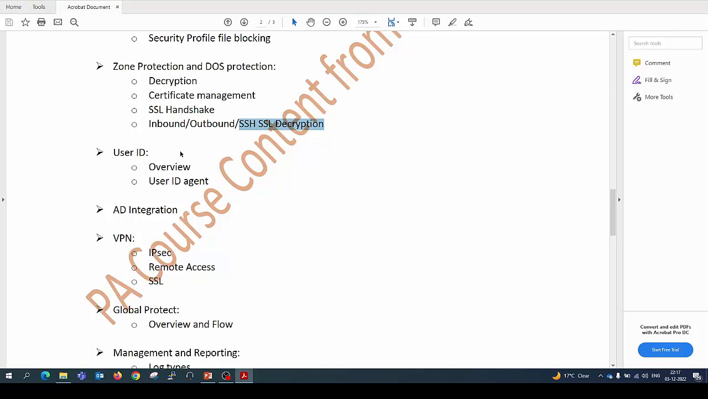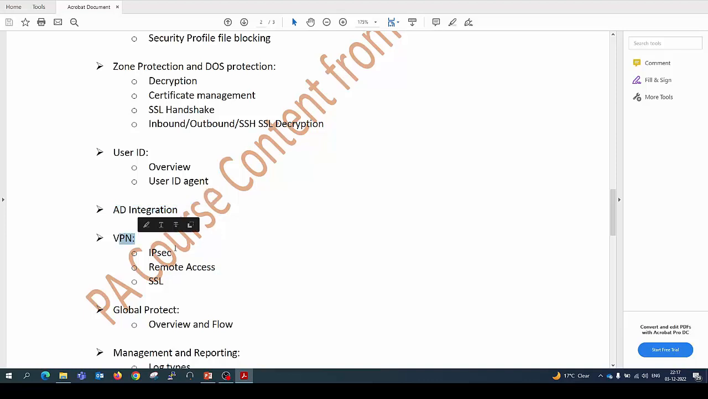Okay. Now, another thing we have is user ID. In user ID, we'll discuss what user ID is, what is the benefit of using it, and what is the role of the user ID agent in our Palo Alto. Then we'll see the Active Directory integration in our Palo Alto.